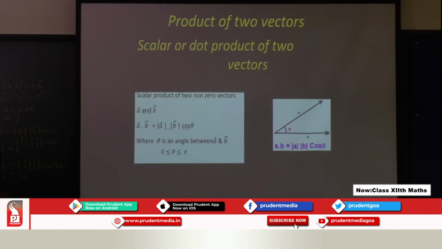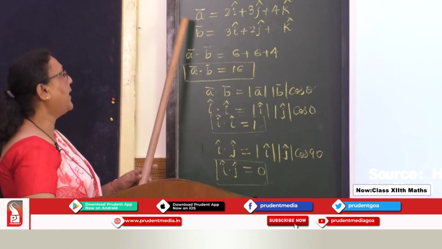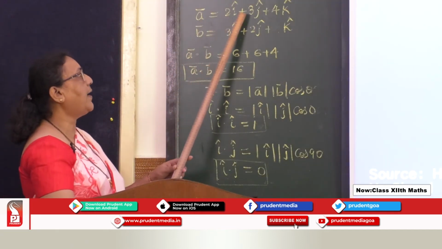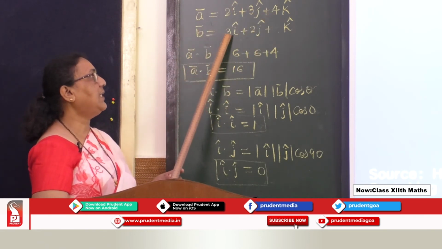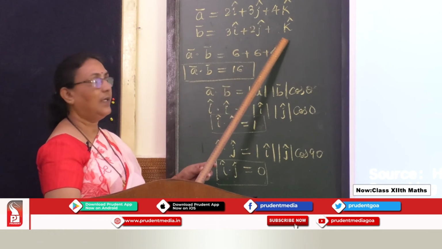Now how to multiply two vectors? See here, the product of two vectors. Vector A bar is given by 2i plus 3j plus 4k, and vector B bar is given by 3i plus 2j plus k.